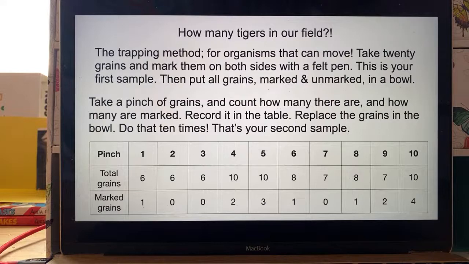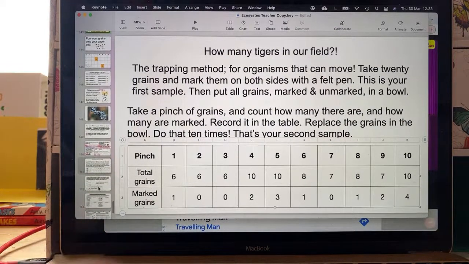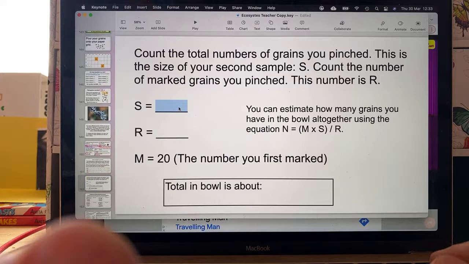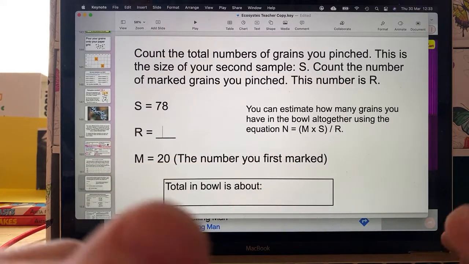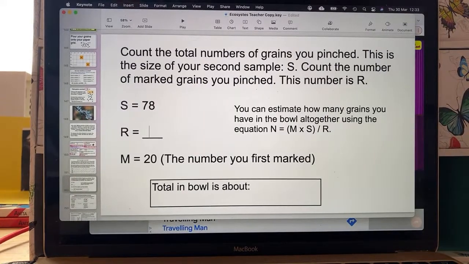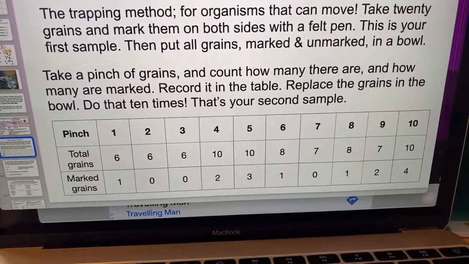Right, I've got an answer. I'm going to just put it in again to check I was right. Good. Right. So my value for S is going up on the board now. Total number of grains that you pinched. And the next number that you need is the total number of grains that were marked that you pinched. So the bottom row, the total number of marked grains. So that's going to be a much smaller number.